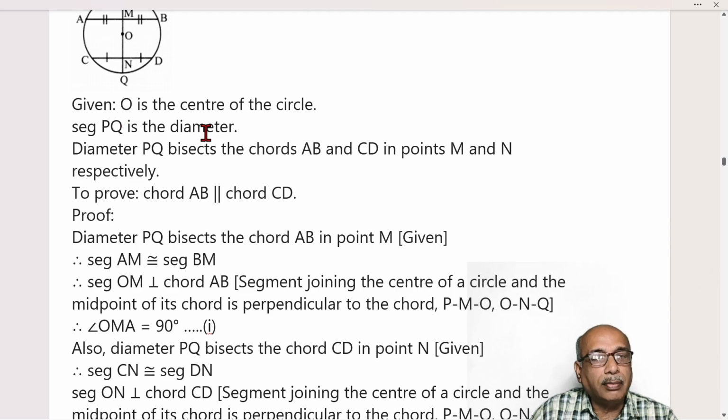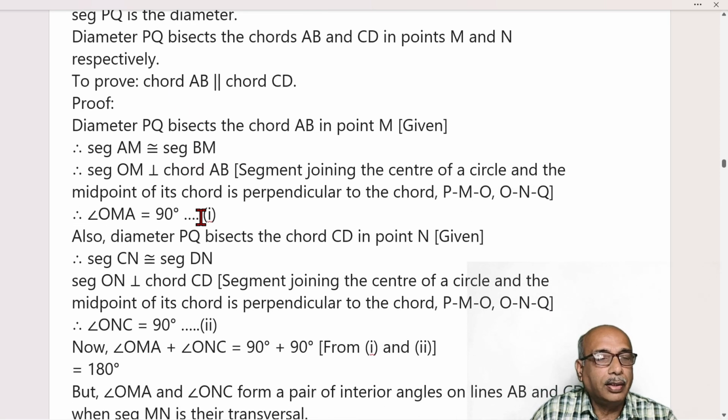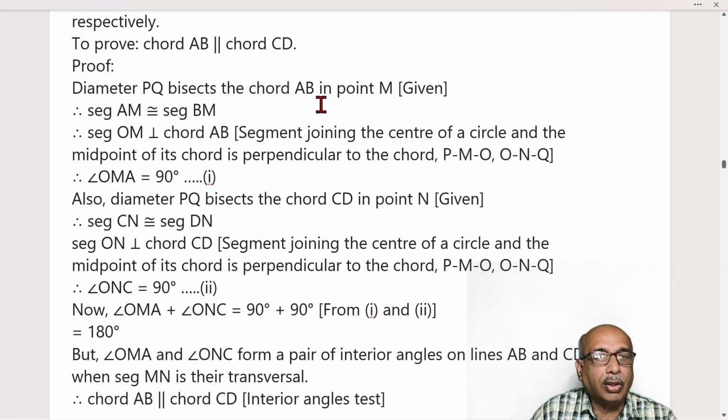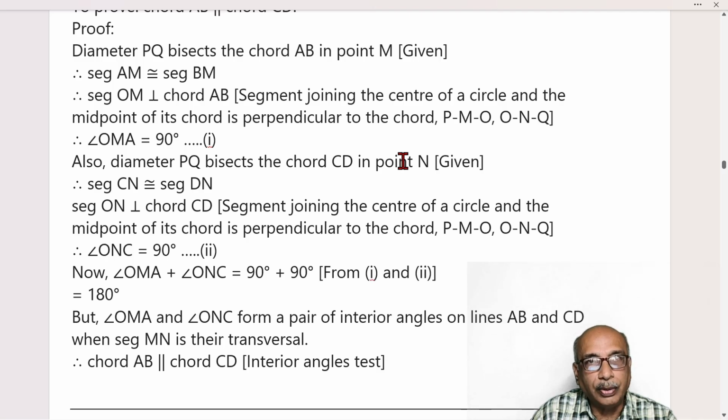Given: O is the center of the circle, PQ is the diameter, and diameter PQ bisects the chords AB and CD in the points M and N. To prove that chord AB is parallel to chord CD. Diameter PQ bisects the chord AB in point M. Therefore, segment AM equals BM. Therefore, OM is perpendicular to AB, since the segment joining the center of the circle and the midpoint of the chord is perpendicular to the chord, the theorem we have seen earlier. Therefore, angle OMA equals 90 degrees.